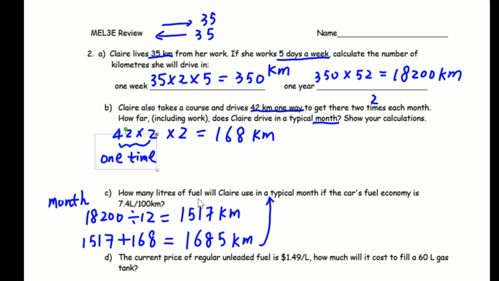Then in order to find the liters of fuel, we are going to use the consumption, liters per 100 kilometers. We count the distance by 100, so divide by 100 to count how many 100 kilometers are in this 1,685. Then after that, we times each 100 kilometers by 7.4. So we use 1,685 divided by 100, then times 7.4. It gave you 124.69 liters of gas.